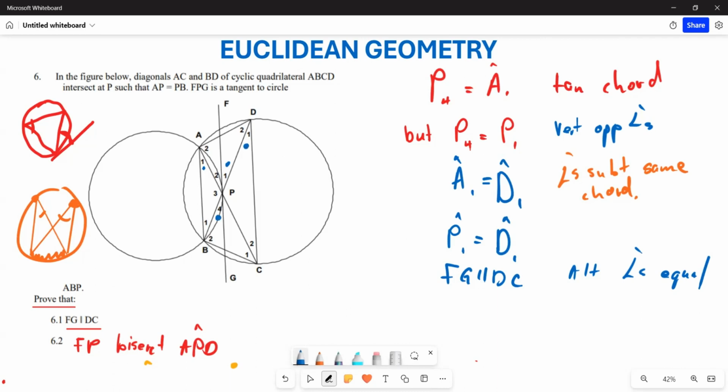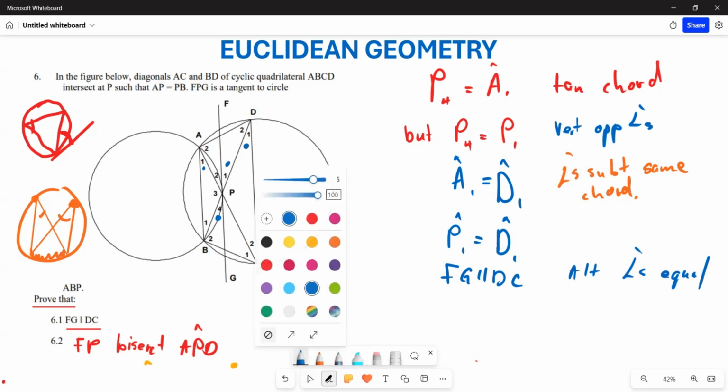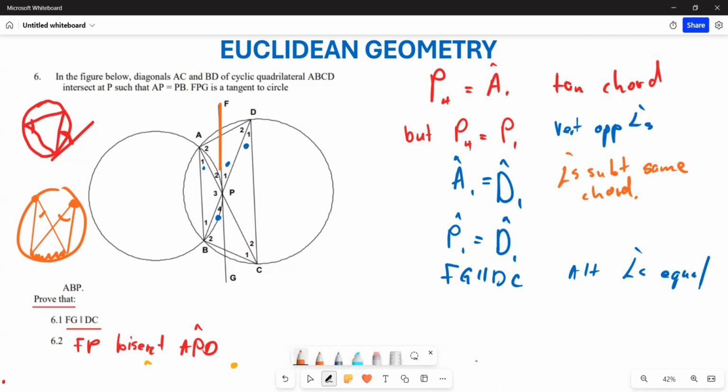Now, from here, what is it that we can do? In this particular question, they want us to prove that FP, which is this particular line here, bisects angle APD, which means basically they want you to also prove that this particular angle P2 is going to be equal to angle P1, right? Because when an angle is bisected, it means the angles are equal, right? So now, how can we go about proving that?